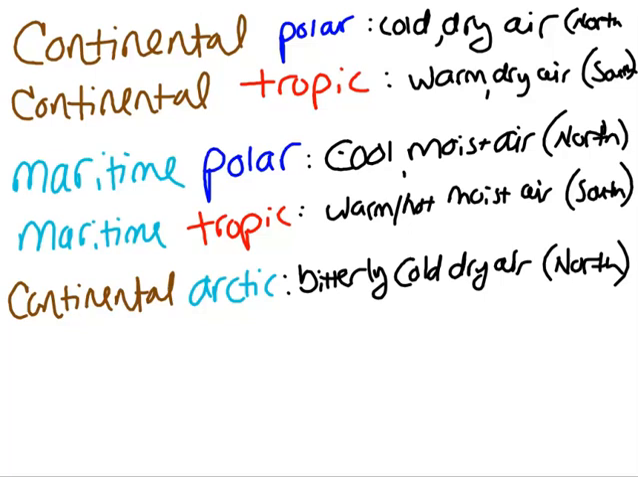We have continental polar, cold, dry air. Continental tropic, dry, warm air. Maritime polar, moist, cold air. Maritime tropic, moist, hot air. Continental Arctic is going to be dry air that's bitterly cold. And then as a class, we're going to look up, is there such a thing as maritime Arctic? We'll look that up.